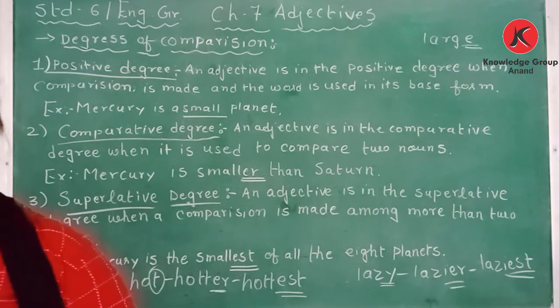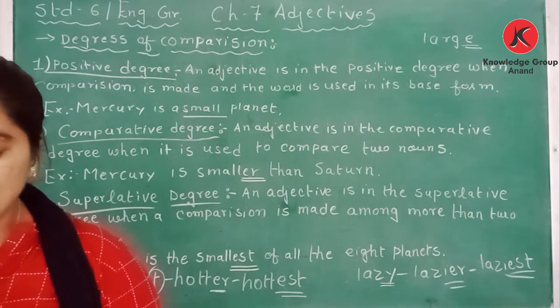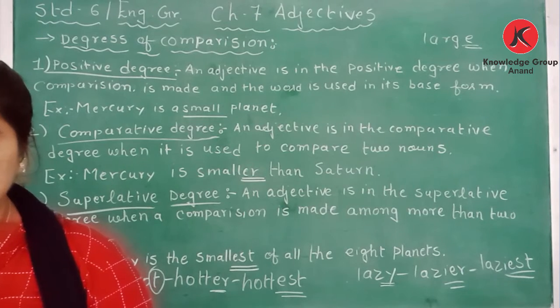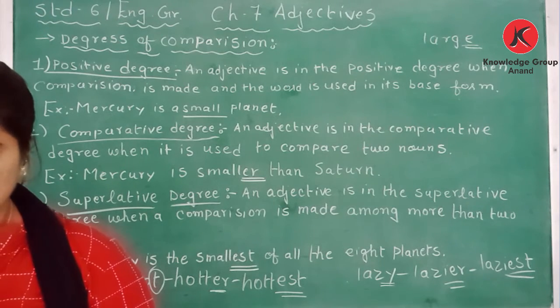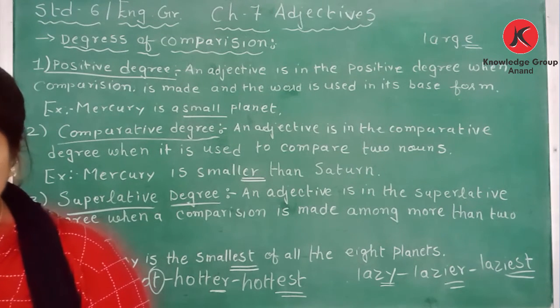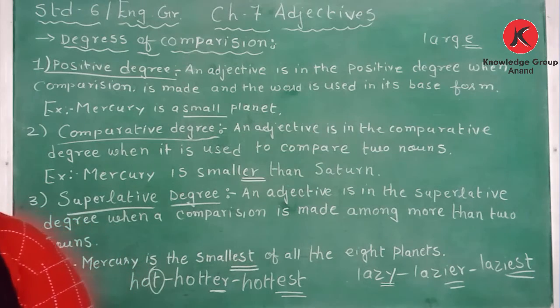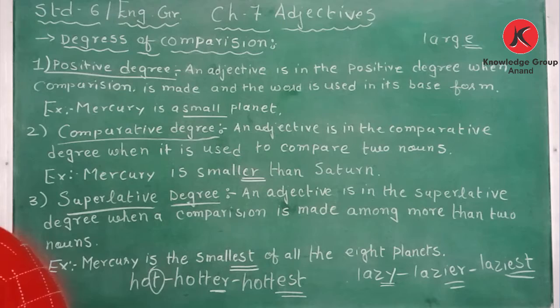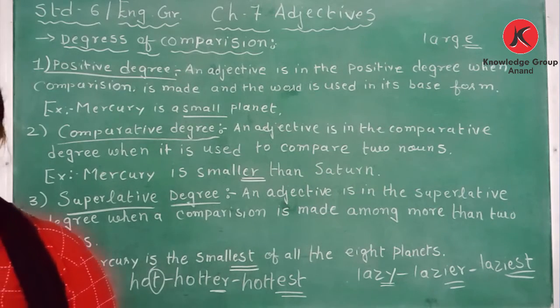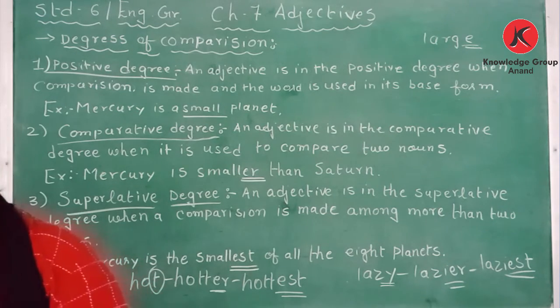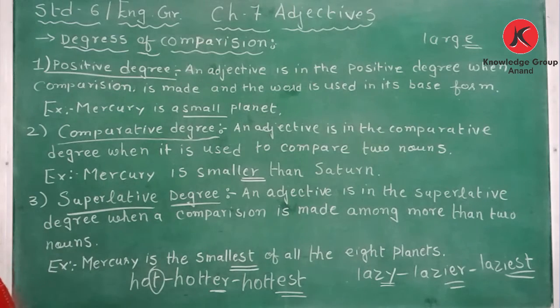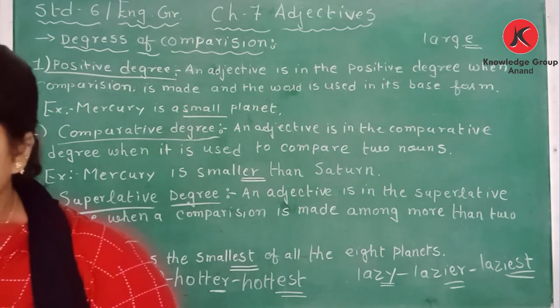And rule number 4, the longer adjectives do not take ER and EST. The longer adjectives do not take ER and EST for their comparative and superlative degree forms. Famous becomes more famous, and in the superlative degree it becomes most famous.